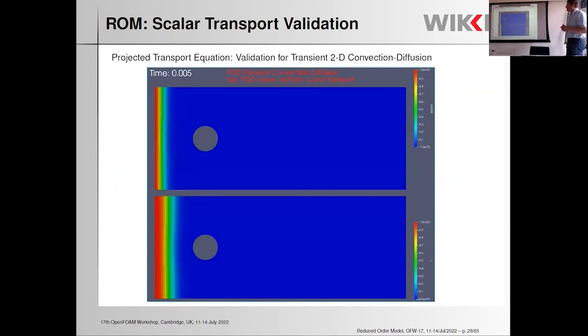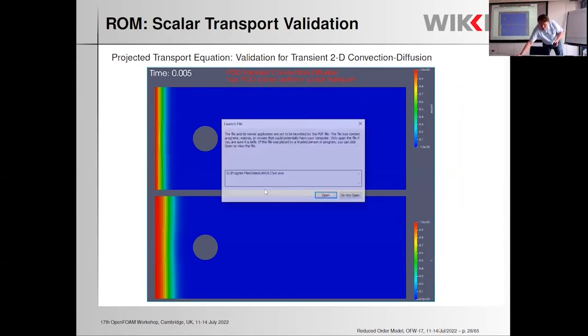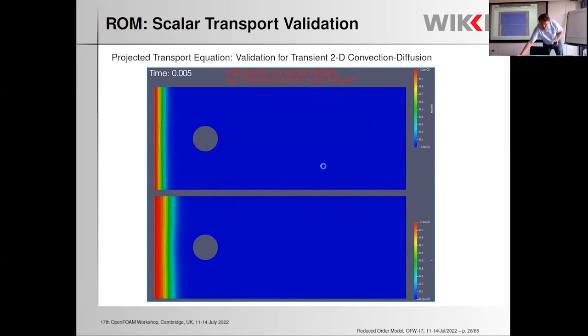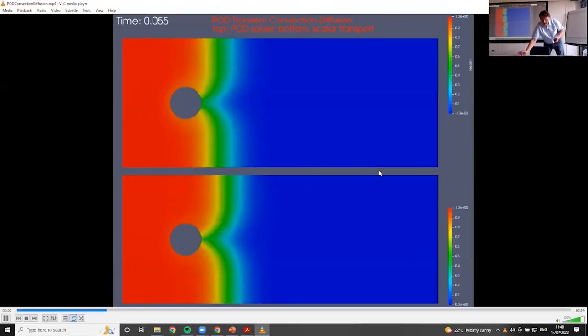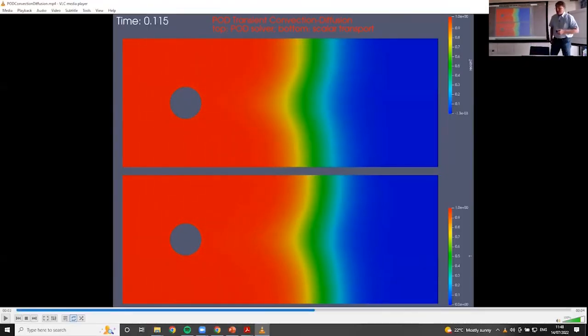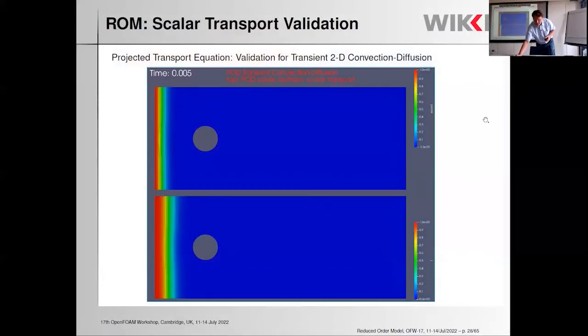Okay, so here is a 2D transient convection diffusion problem. Just to show you that the thing works, the top one is the CFD solver, the bottom one is the ODE solver. And if you're really picky, you will see that I have a very slight phase error, which is because I am not quite perfect in the discretization.